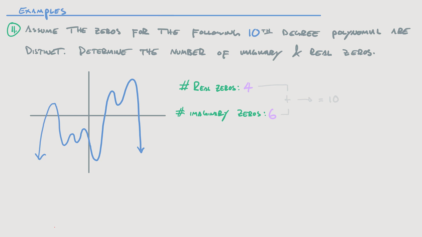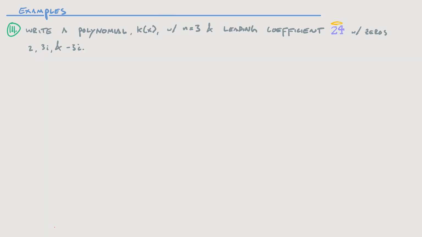Now, if we wanted to write this in its complete factored form, the real zero parts are easy, right? You've got your leading coefficient times x minus whatever those x-intercepts are supposed to be. But you might ask, how are you supposed to write an imaginary factor? How does an imaginary zero correlate to being a factor? Well, let's look at that, right?